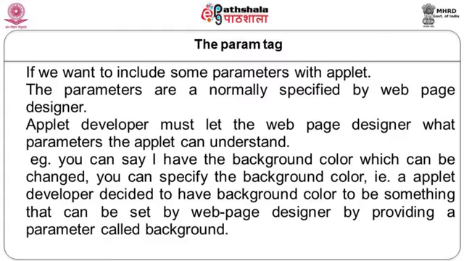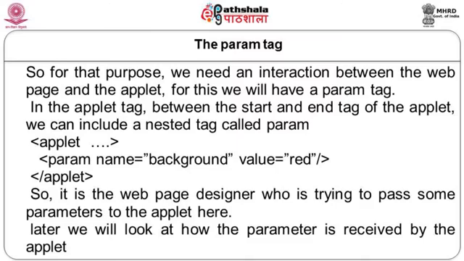For example, you might say I have a background color which can be changed. You can specify the background color to me so that in my user interface the applet can set a background color. So if the applet developer decided to make the background something which can be changed and set by the web page designer, then he might provide a parameter called background. For that purpose, we need an interaction between the web page and the applet, and that's where we have a param tag.